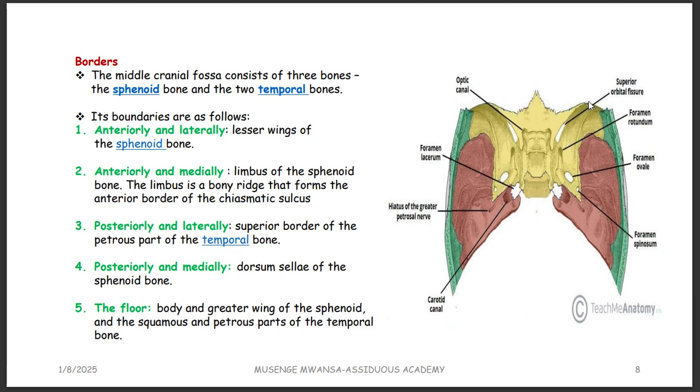This was the same border which was the posterolateral border for the anterior cranial fossa, but now it is the anterolateral border for the middle cranial fossa. That's the lesser wing of the sphenoid. The anteromedial border is the same one which was the posteromedial border of the anterior cranial fossa. That is the limbus of the sphenoid. Okay.